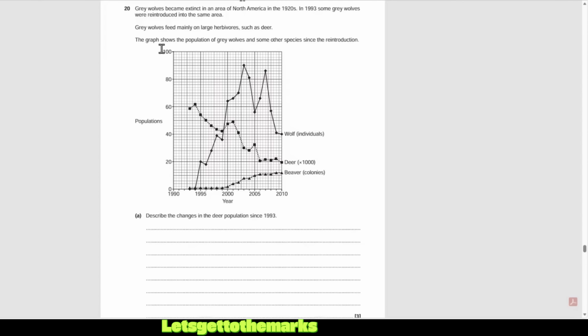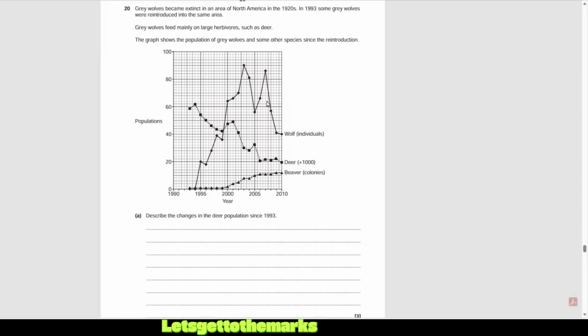Going through this question. This is question 20. Grey wolves became extinct in an area of North America in the 1920s. In 1993, some grey wolves were reintroduced into the same area. Grey wolves feed mainly on large herbivores, such as deer. The graph shows the population of grey wolves and some other species since the reintroduction.